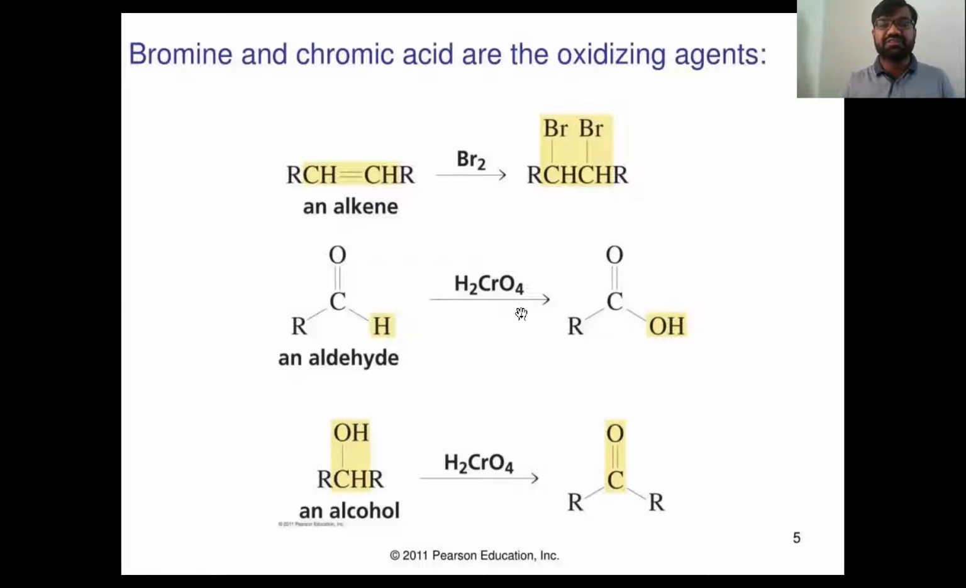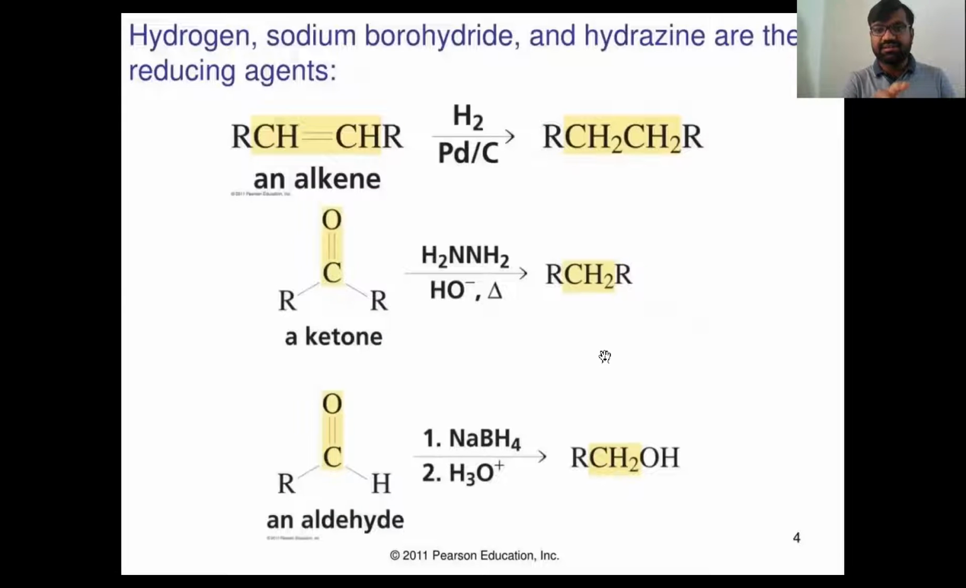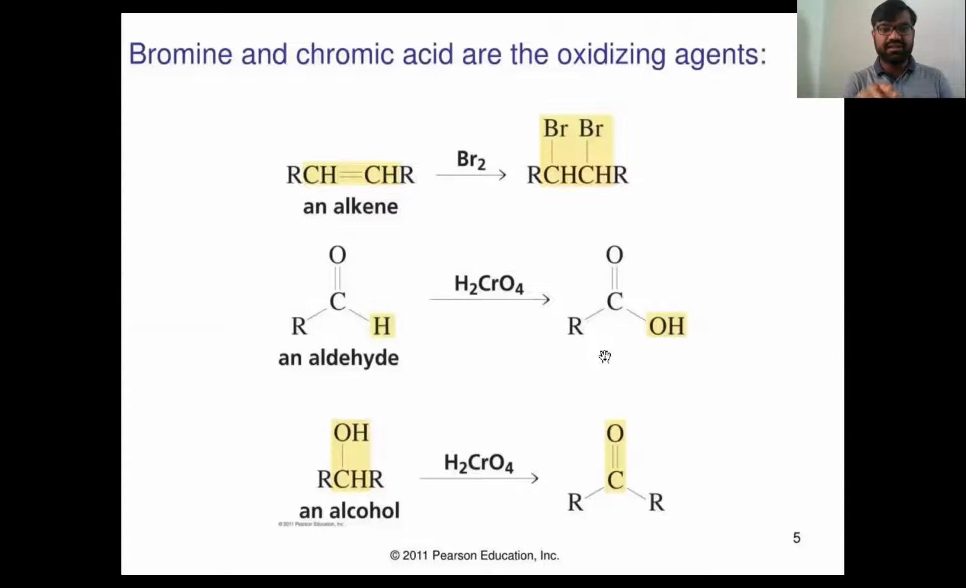Aldehyde is reacted with H2CrO4. So aldehyde is converted into carboxylic acid. Look at the previous slide: aldehyde upon reduction forms alcohol. On this slide, aldehyde upon oxidation forms carboxylic acid. ये जो दूसरा ऑक्सीजन कहां से आया aldehyde के पास? That is from this chromic acid, the oxidizing agent performing oxidation.